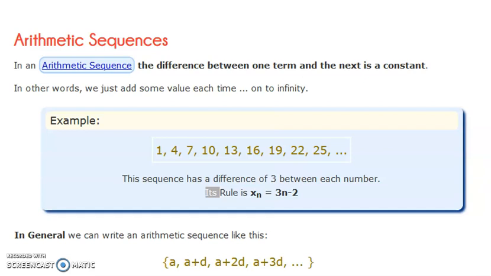You can see this example, and if you subtract the first term from the second term, you will get your difference as 3. And you can check it between every two numbers. Its rule is x sub n equals 3n minus 2. In general, we can write an arithmetic sequence like this: a, a plus d, a plus 2d, a plus 3d, where a represents your first term, a plus d represents your second term, a plus 2d represents your third term, and so on. It means that each time you are adding the difference to get the next term.